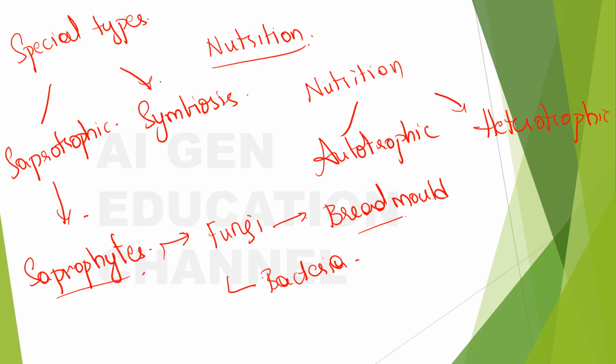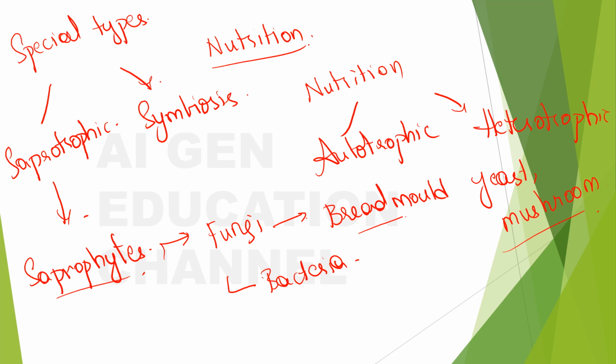And what else? Yeast is also a type of fungi. And even mushroom is a type of fungi. You may be amazed that bread mold and yeast are so tiny and mushroom is a bit bigger, but mushroom is a saprophyte and it's a fungi. Next is bacteria. So what happens with this?